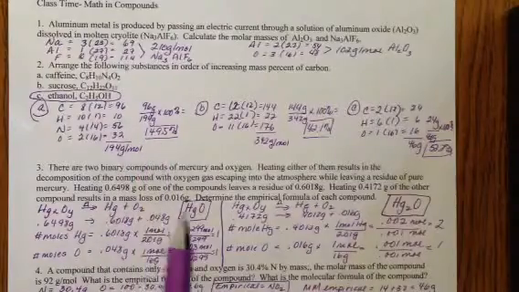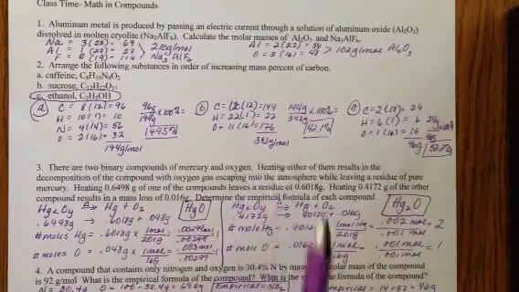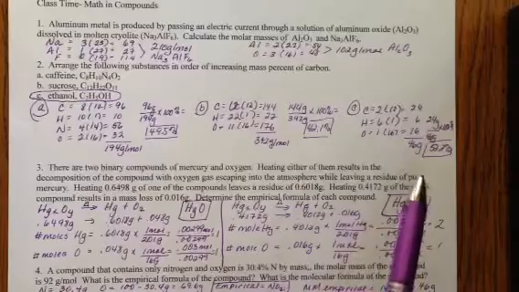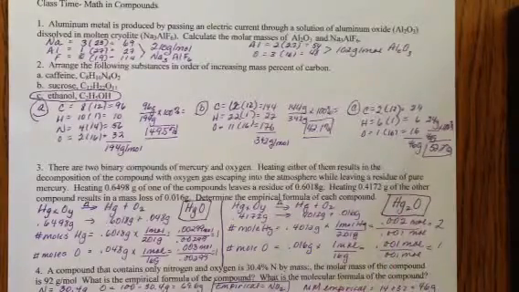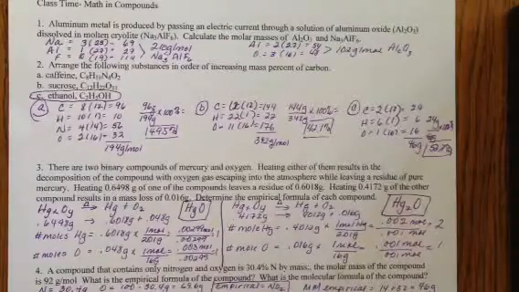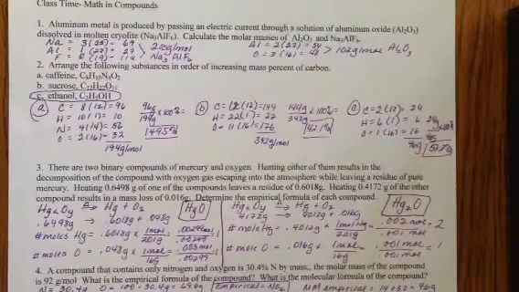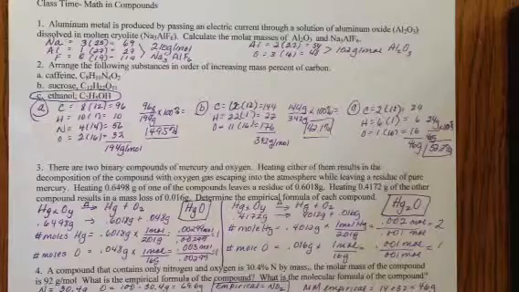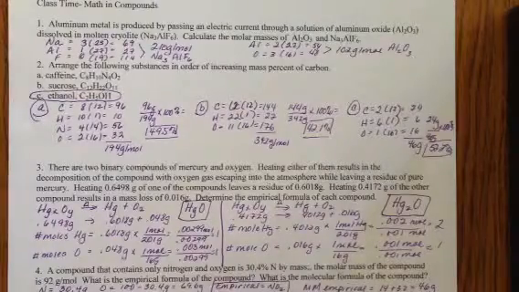So A had 49.5%, B had 42.1%, and C had 52.2%. So in increasing mass percent, it would have gone B, A, and C. Okay.